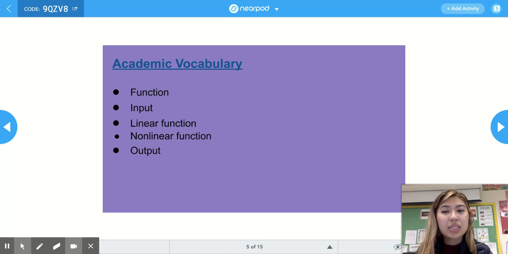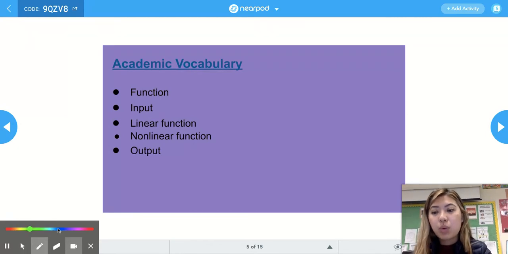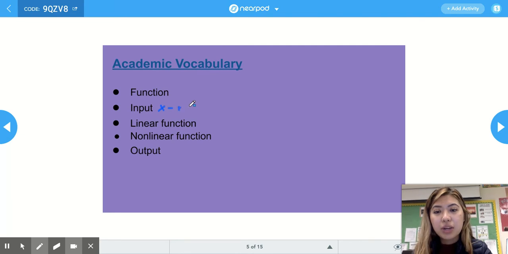We have some academic vocabulary words for today: function, input, linear function, nonlinear function, and output. Input is basically what we're putting into the equation. It's our x value. And output is what we get out of the equation once we solve for it, so that's going to be our y value. A linear function, when graphed, is similar to a linear equation. It will make a straight line. And a nonlinear function, when graphed, will not make a straight line.